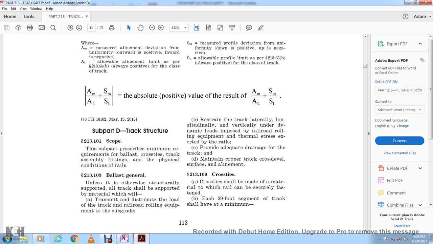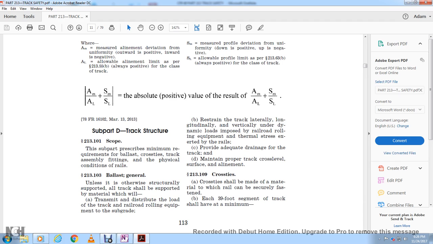restrain the track laterally, longitudinally, and vertically under the dynamic loads imposed by railroad rolling equipment and thermal stress exerted by the rails, provide adequate drainage for the track, and maintain proper track cross level, surface, and alignment. 213.109 Cross ties.